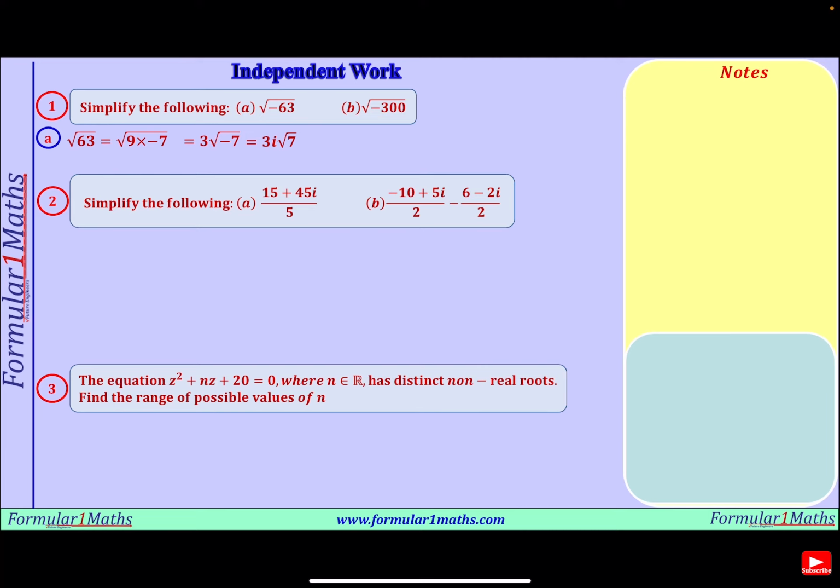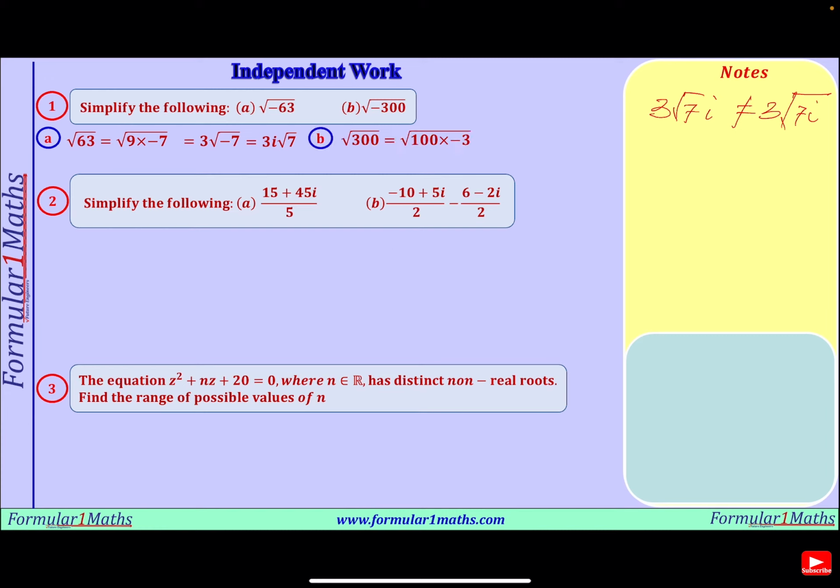Please note how I've written this thing here. You may be tempted to write it this way: 3 root 7i. That is correct, but this is not equal to 3 square root of 7i with the i under the square root sign. They are two different things. So to avoid that confusion, we tend to put the i right here, as we did in this answer here. So please note that.